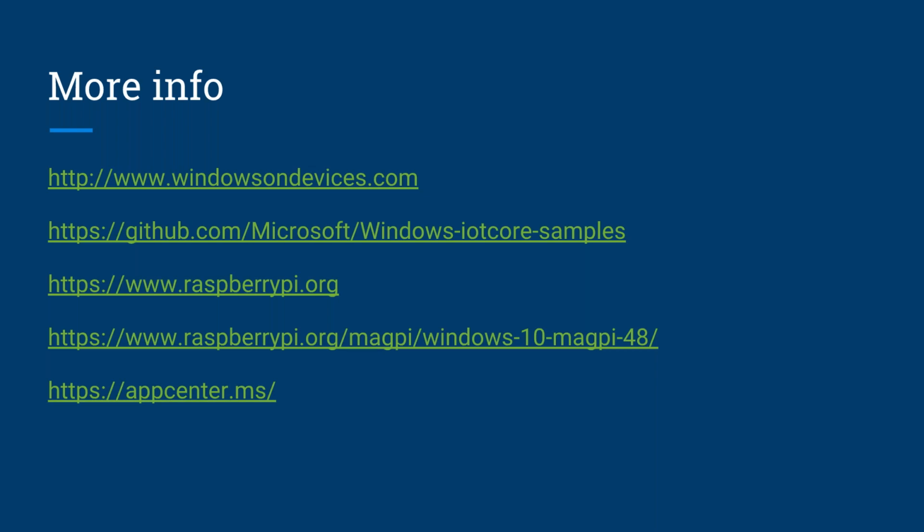But is that the $35 model that you mentioned? Yes, this one is $35. So that's a Raspberry Pi 3B, not the B+.